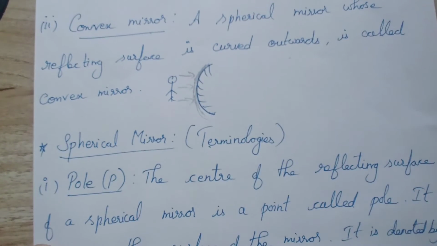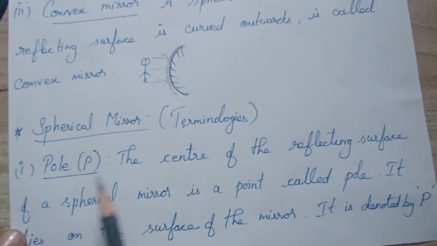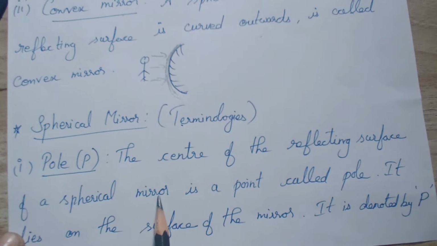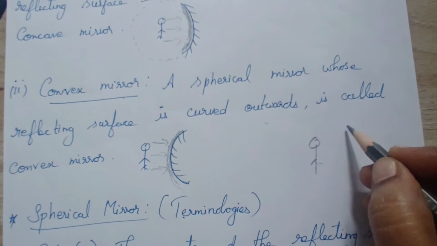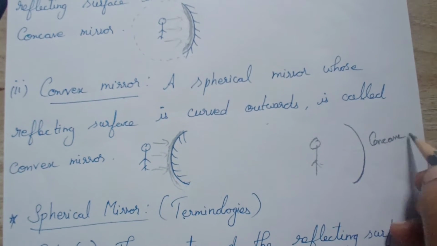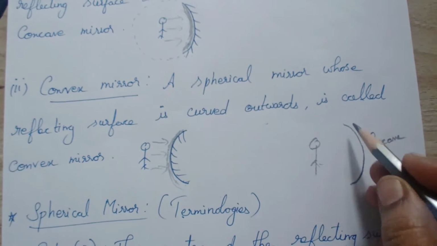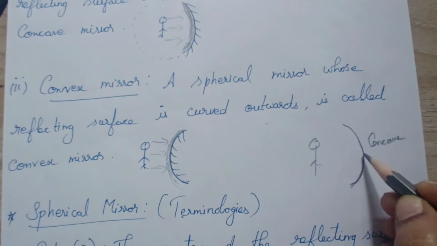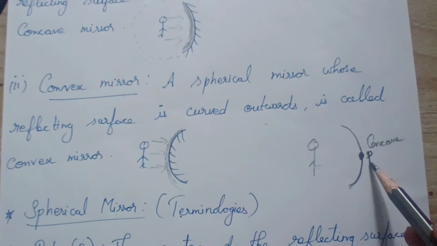The first term is the pole. What is meant by pole? Pole is nothing but the center of the reflecting surface of a spherical mirror. It is a point called pole. For example, you are standing here. If it is curved like this, inside, that means it is a concave mirror. This is your reflecting surface, and this is the center of the reflecting surface, called the pole.